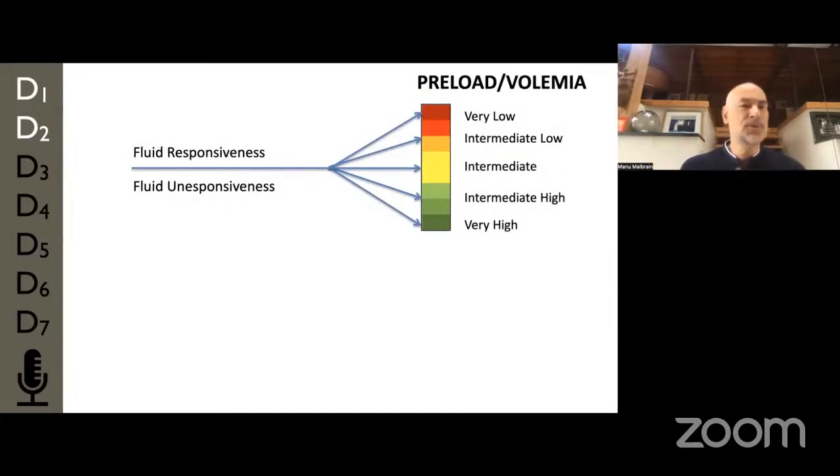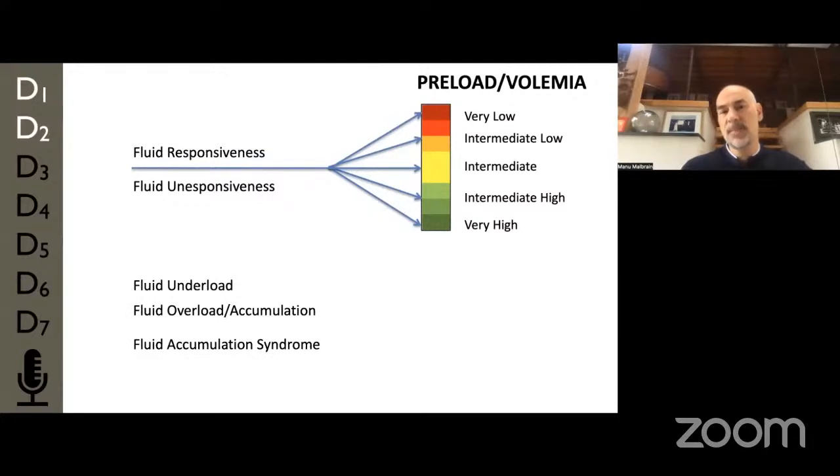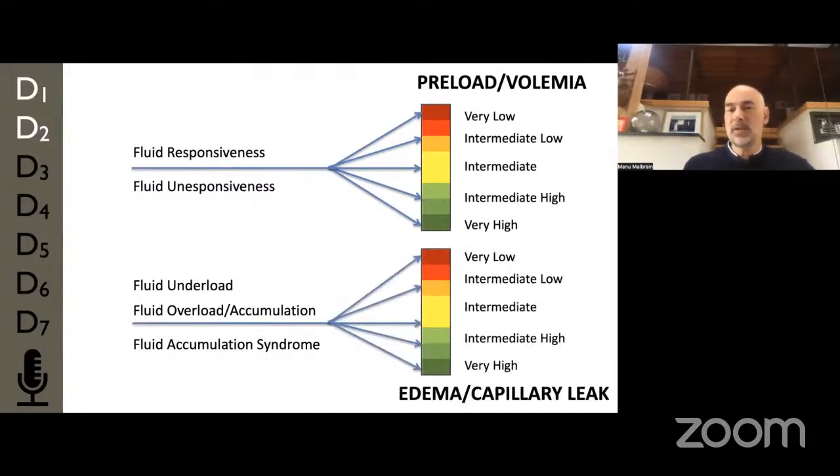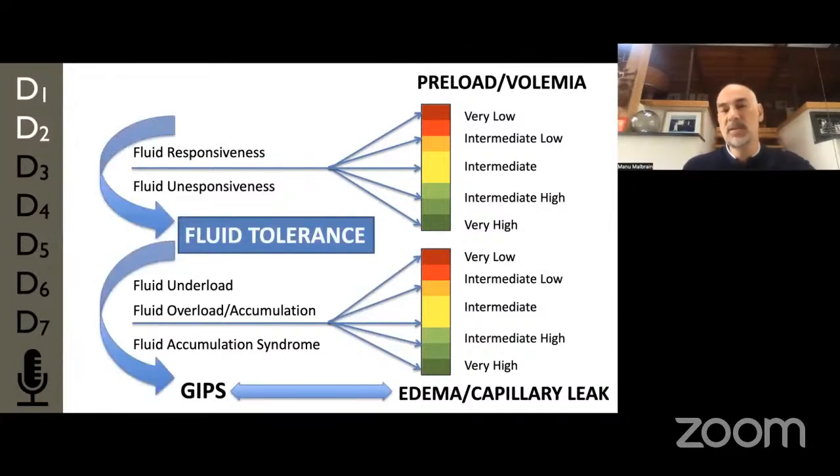So now let's focus on the macrohemodynamics. We're always talking about fluid responsiveness and unresponsiveness. Both can be accompanied by either a very low or a very high preload or volemia status. If you give more and more fluids, you will go from fluid underload to fluid overload. You will accumulate some fluids and you may end up with a fluid accumulation syndrome. And this may or may not be accompanied by peripheral edema or capillary leak, what we will discuss as the global increased permeability syndrome.